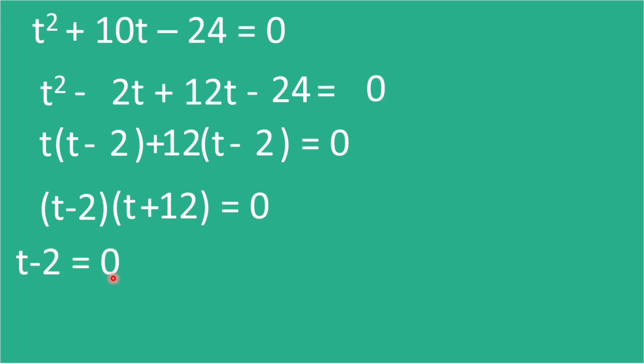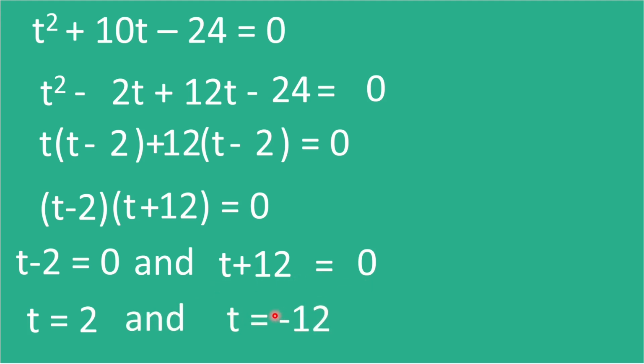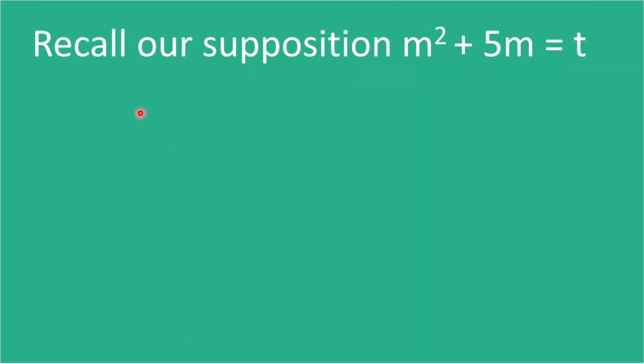So t minus 2 equal to 0 and t plus 12 equal to 0. This t minus 2 equals 0 means that t equal to 2, and this t plus 12 equals 0 means that t equal to minus 12. And now let's recall our supposition. So this was our supposition, m square plus 5m equals t. And now we have the values of t.